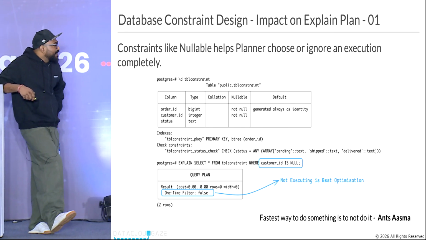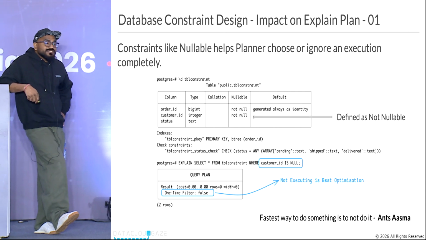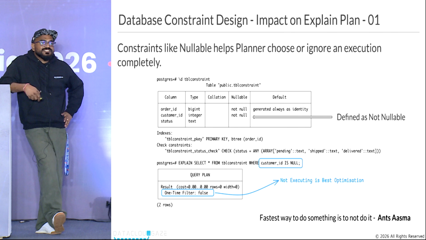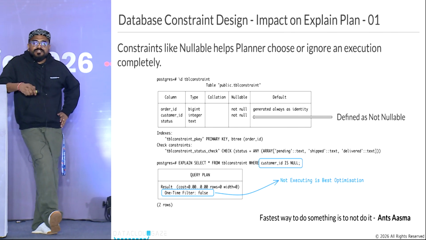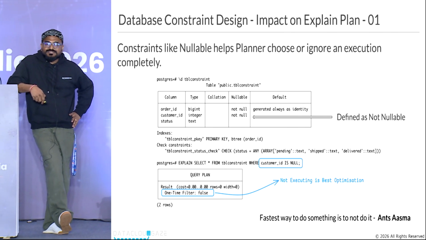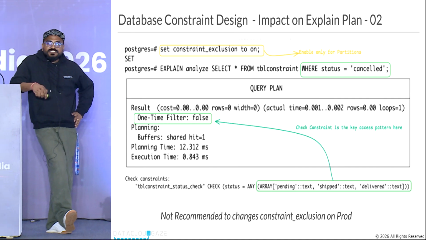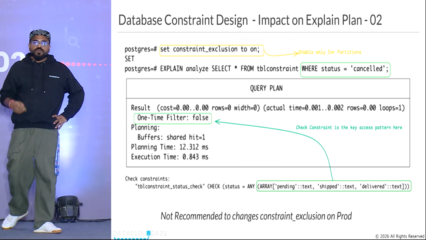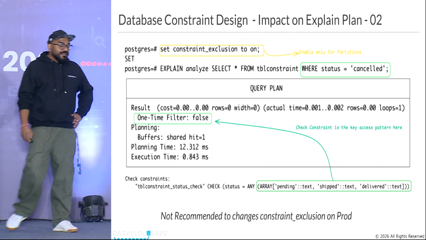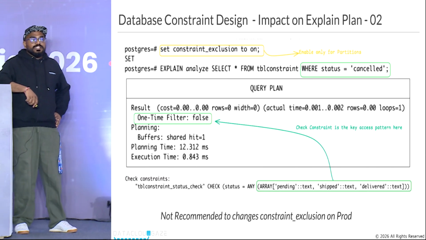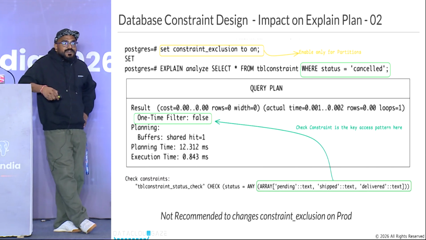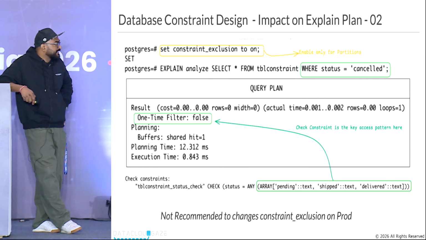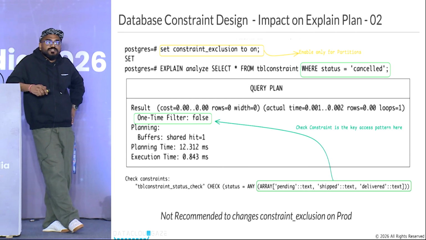So over here, the optimizer is able to make that decision because it knows that when you're passing the condition as null, the constraint was defined as not null. So it will not have anything to be served. If you take this example further, there is an additional flag called constraint exclusion. If you set it to on, and if you have a check constraint on a column which only allows 3 values, if you pass any value which is out of that particular set, it will basically use the same combination.